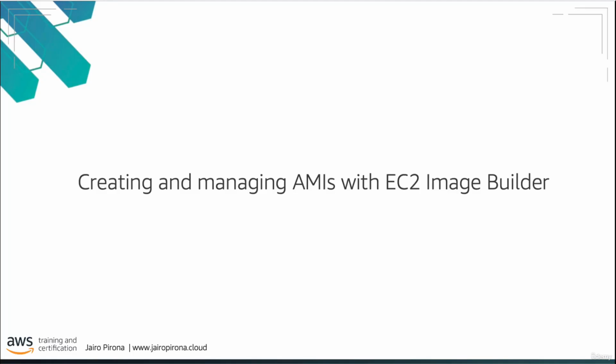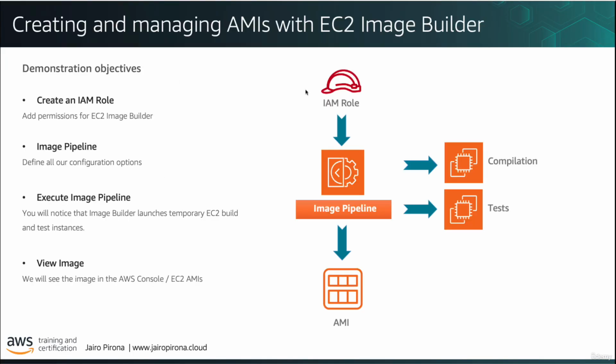In this class, we will create an AMI using EC2 Image Builder. We will start by creating an IAM role. We'll add permissions for EC2 Image Builder, which will allow Image Builder to do everything necessary to run the build and test processes on EC2 instances.